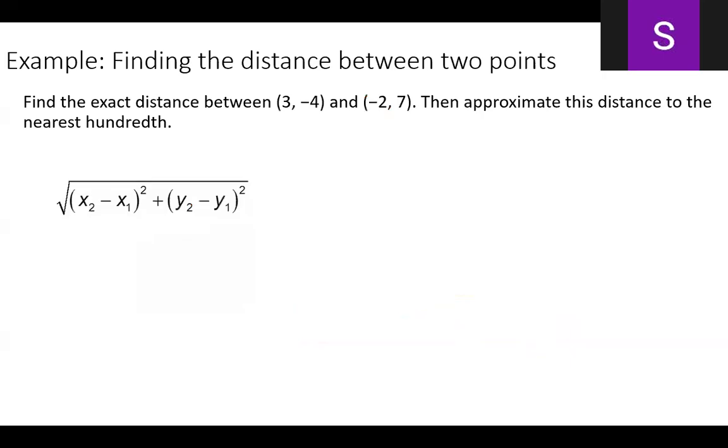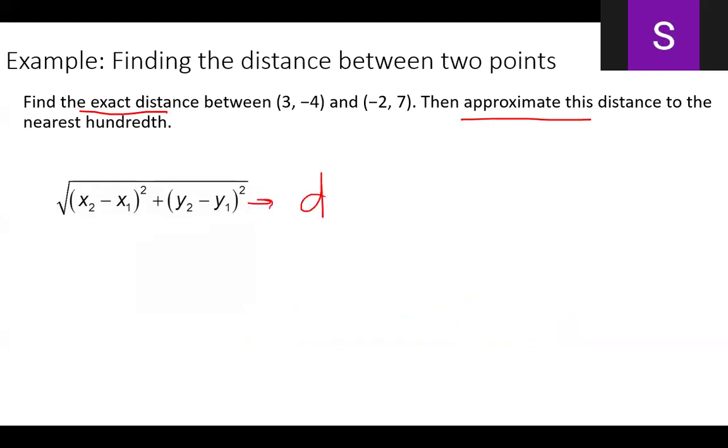So here is our distance problem. An example of the distance problem we have here. We want to know what is the exact distance between 3, -4 and -2, 7. Then approximate the distance to the hundredth. So we're going to calculate that. When we say exact, that means that we're not going to plug anything in the calculator, okay? So when it says exact, this means we're doing nothing in the calculator yet. And then it says approximate. That means plug it in the calculator. Got it?